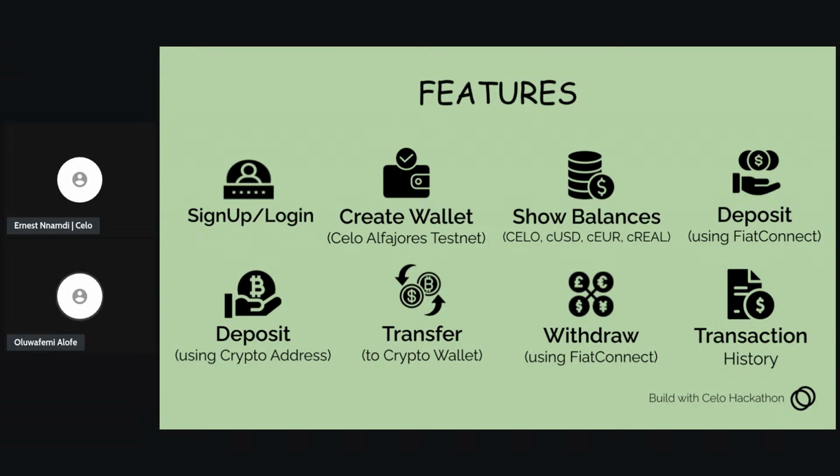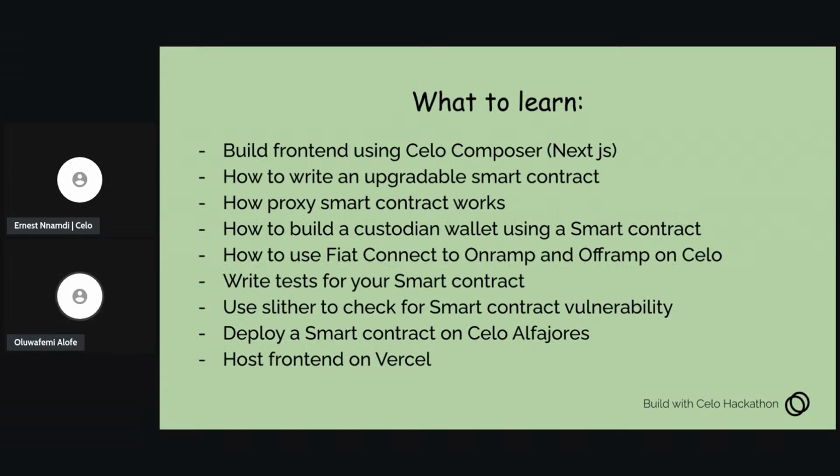We won't be talking about building the front end at all because the code is already made available and you can easily clone that. So what will you be learning? You'll be learning how to build a front end using Celo Composer, Next.js, and React. You'll learn how to write upgradable smart contracts. You'll also be learning how the proxy pattern works.